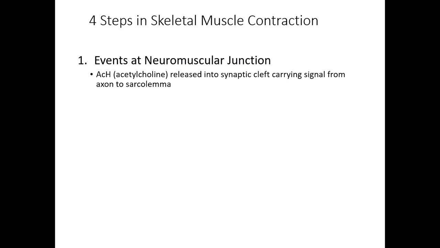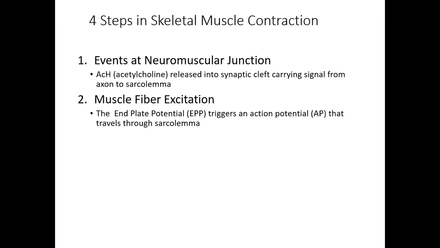Now, the neuron, of course, is using electrical energy through that action potential, which we'll learn more about later. But when it gets to the space between the neuron and the muscle cell, that electrical energy can't continue across the space. So it has to be converted into chemical energy. And that's what acetylcholine does. It's what we call a neurotransmitter. And we'll see how it's released into the synaptic cleft, the space between the nerve cell and the muscle cell, to carry the signal across to the sarcolemma, which, remember, is the plasma membrane of the muscle cell. So that's the first thing that has to happen.